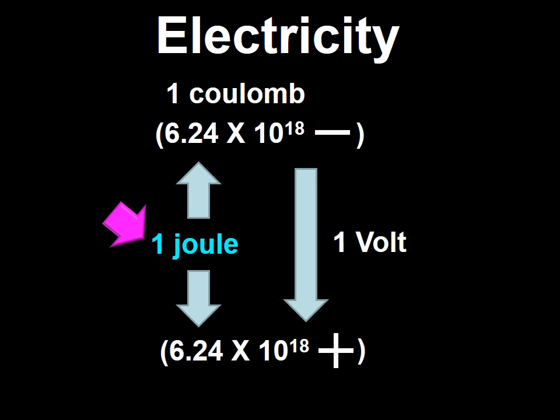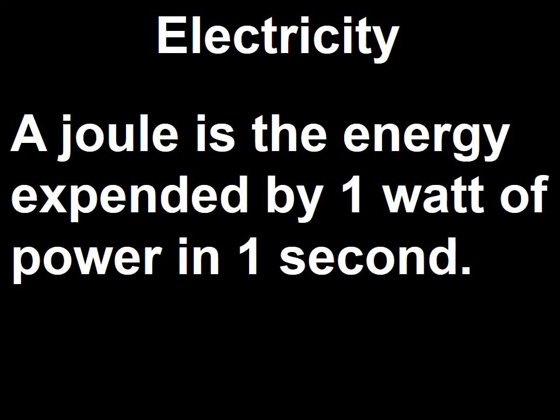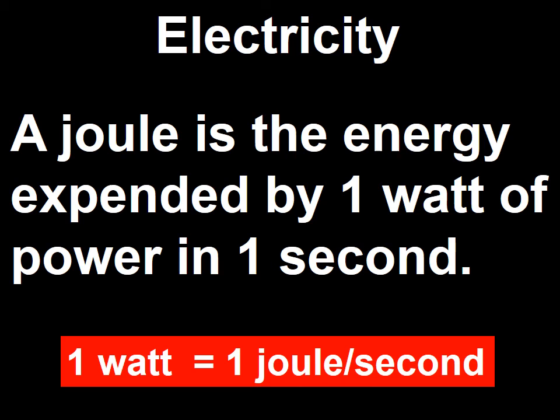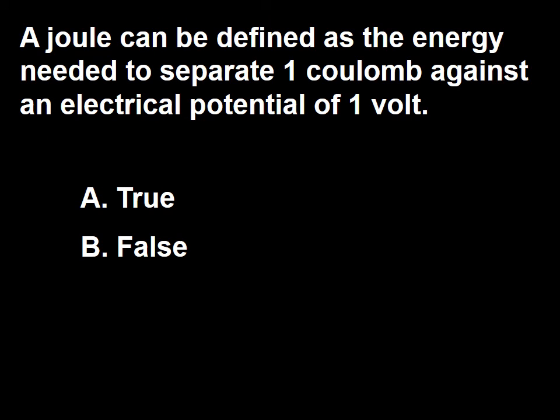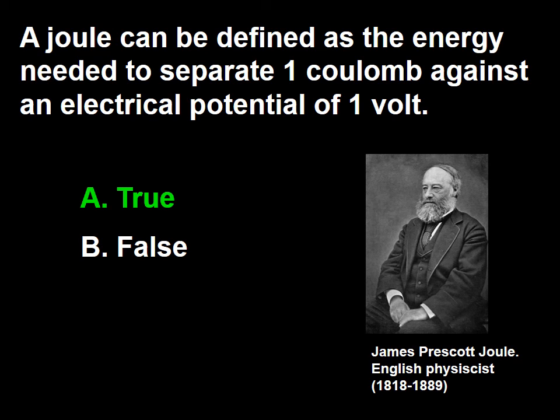From the electrical point of view, we can define 1 joule as the energy required to keep 1 coulomb of charges apart when being pulled together by 1 volt. A fourth definition of joules also involves electricity. It states that a joule is the energy expended by 1 watt of power in 1 second. More simply stated, 1 watt is equal to 1 joule per second. So the answer to this question is true.